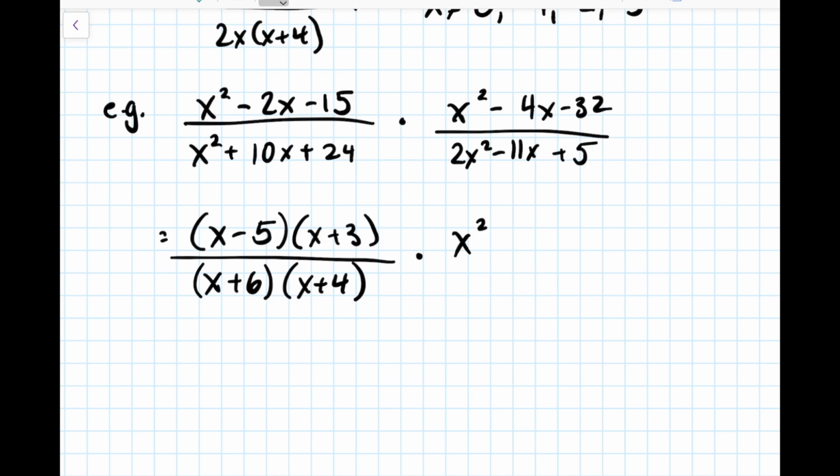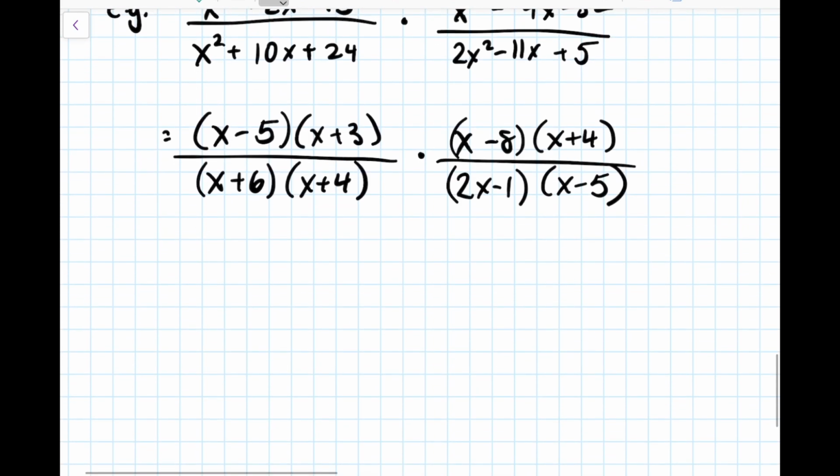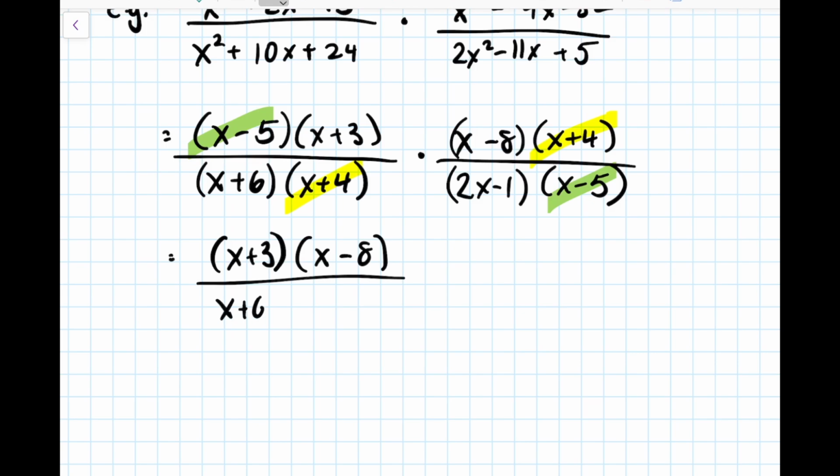In the second one, we've got x minus 8 times x plus 4 over 2x minus 1 times x minus 5. So if we start canceling things out, we've got some x plus 4s that are going to go away. We've also got some x minus 5s that are going to go away. And what we're left with, as we put these things together into one fraction, so we're doing the multiplication at this point without actually multiplying, we end up with x plus 3 times x minus 8 over x plus 6 times 2x minus 1. And there we go.